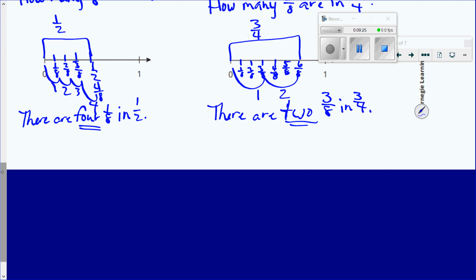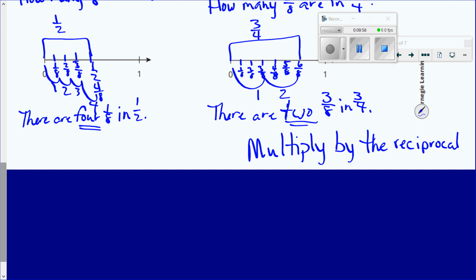Tita? That's not the phrase we used. Nobody? Say it again. You're very close. Reciprocal. Does that ring a bell?